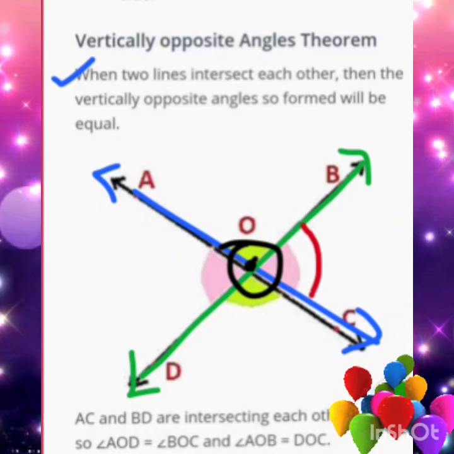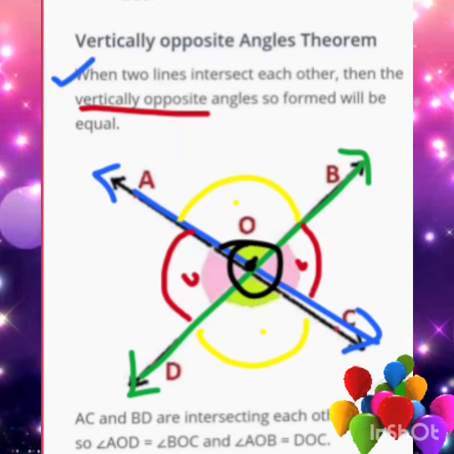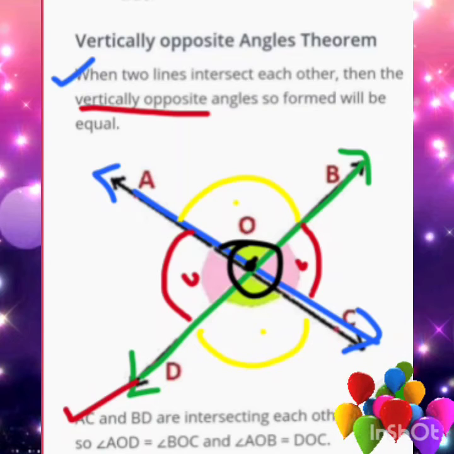Which two angles will be equal? Vertically opposite angles formed by these lines. Which are the vertically opposite angles? These two are vertically opposite angles, and of course you can find these two are also vertically opposite angles for these two lines. Clear to you, dear? Now please remember this: AC and BD are intersecting each other. So how many pairs of vertically opposite angles can be formed?